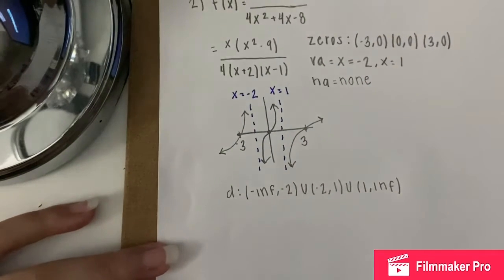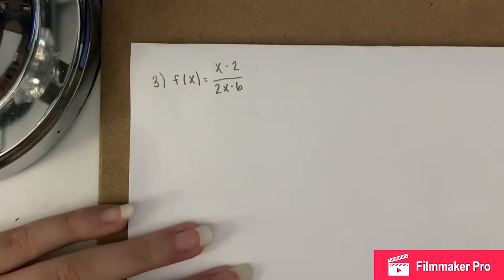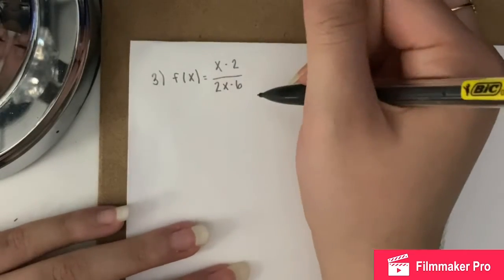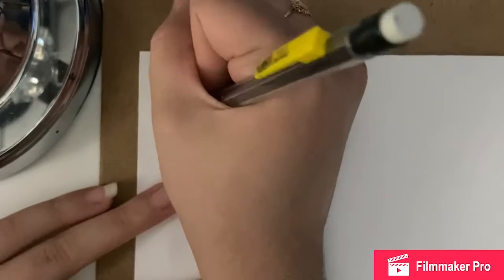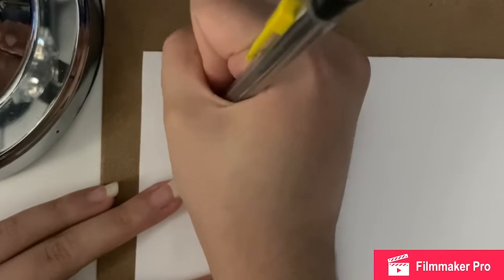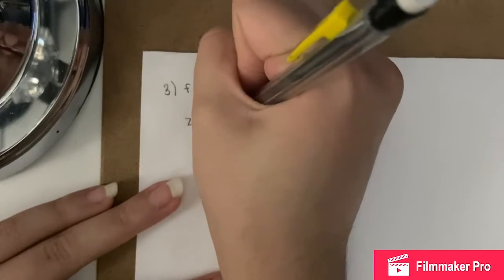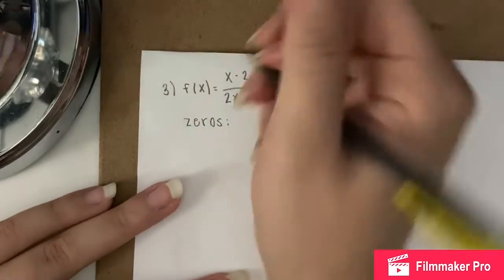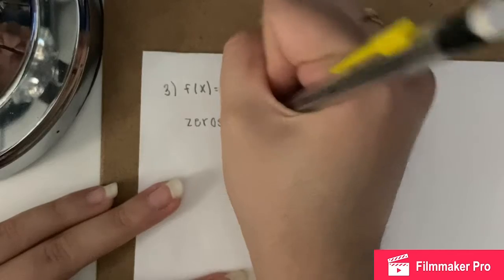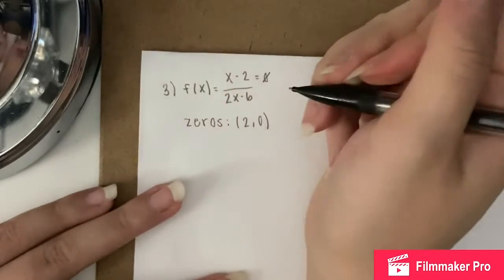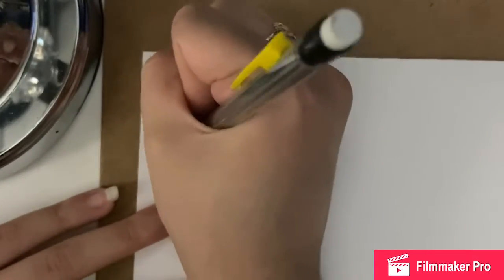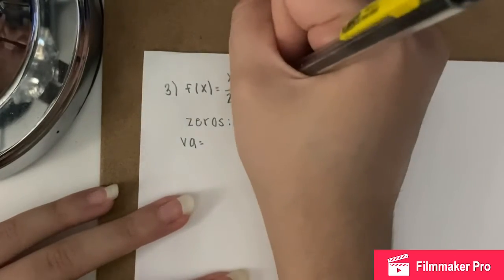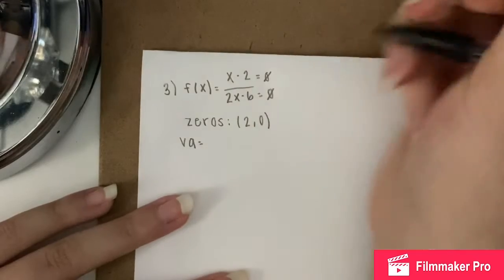And that is it. For my next problem, we're going to be doing number 3. So we can clearly see that you don't need to factor the numerator or the denominator. So we're just going to get right into it and start by finding our zeros. And like always, we can find our zeros by setting the numerator equal to 0, leaving us with a +2. And now to find our vertical asymptote, we do this by setting the denominator equal to 0.